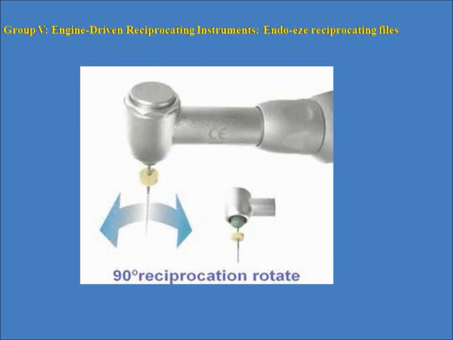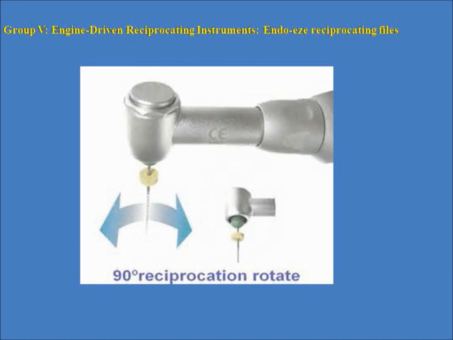Group 4, engine-driven reciprocating instrument, Endo-Eze reciprocating files. The Gearomatic handpiece rotary instrument has been used since 1969. It delivers 3000 quarter-turn reciprocating movements per minute. Rasps and barbed broaches are the most often used in the Gearomatic handpiece, but K-type and H-type instruments can also be used. The Endo-Eze file system is a recently introduced addition for the Gearomatic handpiece.